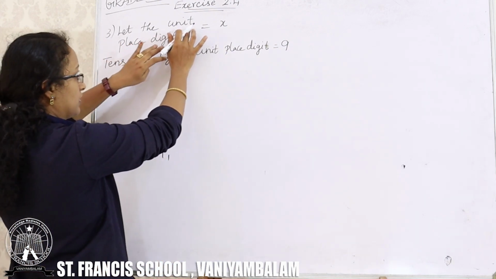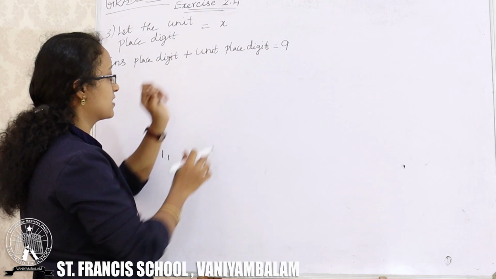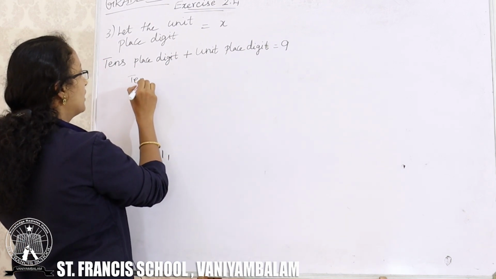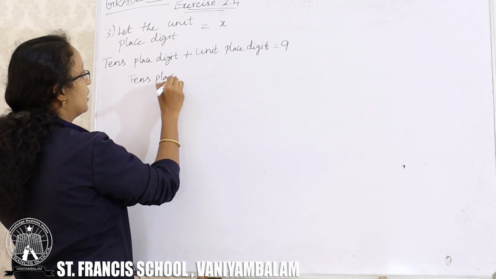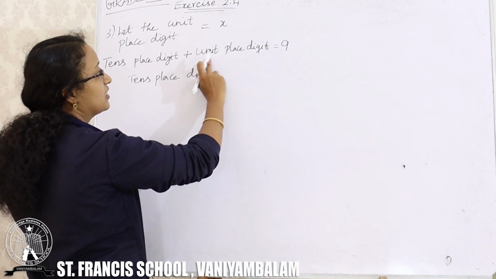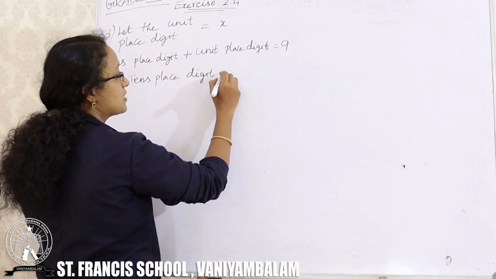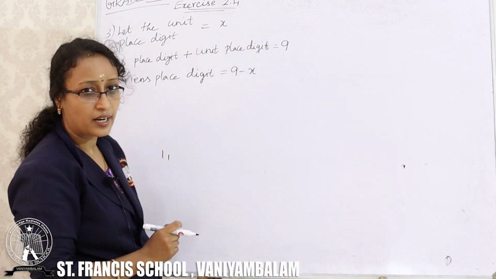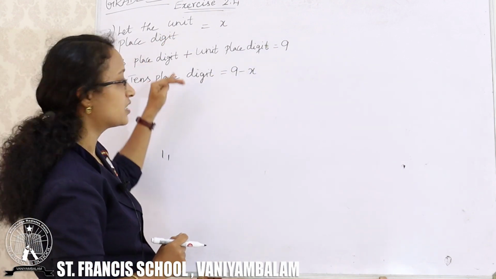So we took this unit place digit as x. So substitute the value x here. What will be your tens place digit? When you substitute x here, this plus x, when it goes to the right hand side, you will get 9 minus x, right? So we got the unit place digit and tens place digit.